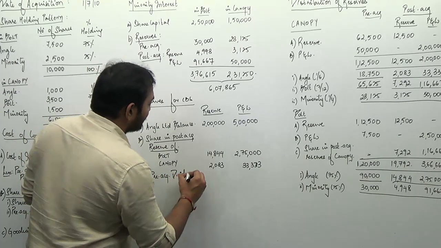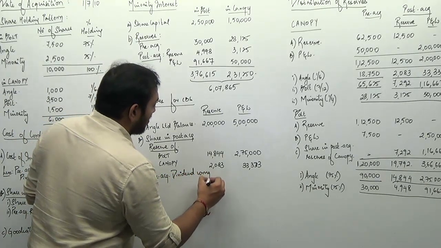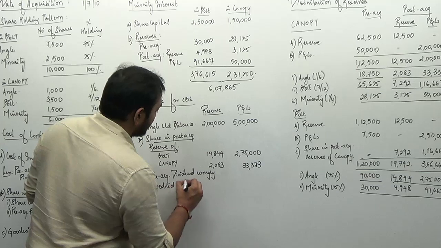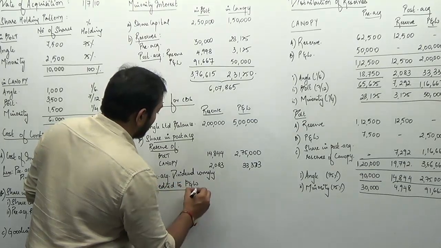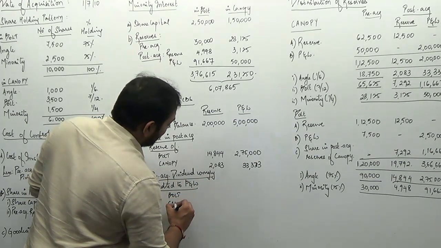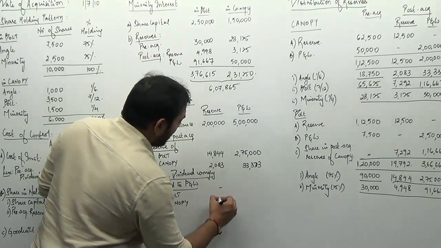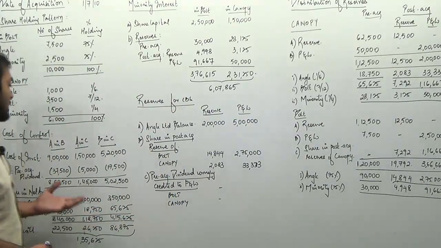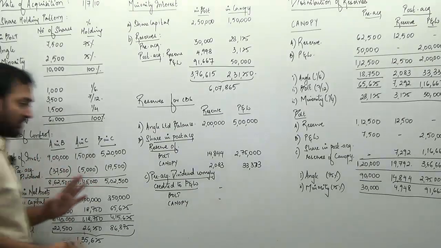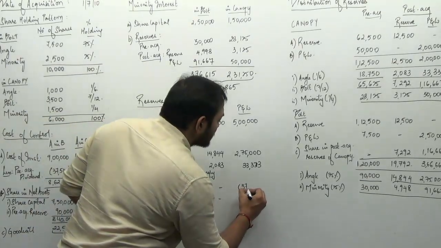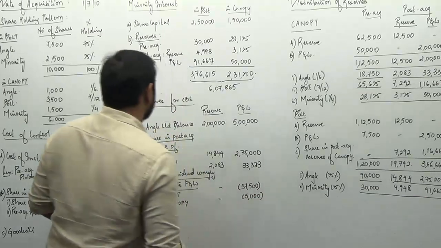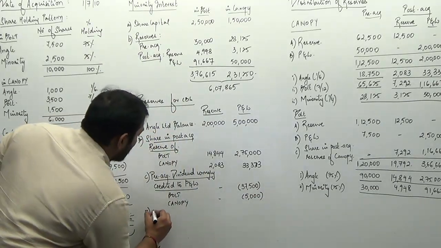Pre-acquisition dividend, wrongly credited to P&L. Both companies, Bolt and Canopy, I have taken wrongly to P&L. I don't have to calculate again, guys, because we already used those figures in cost of control. Check Angle in Bolt 37,500, Angle in Canopy 5,000. It was wrongly taken to P&L, so you deduct these two. 37,500 and 5,000. One last adjustment, unrealized profit.